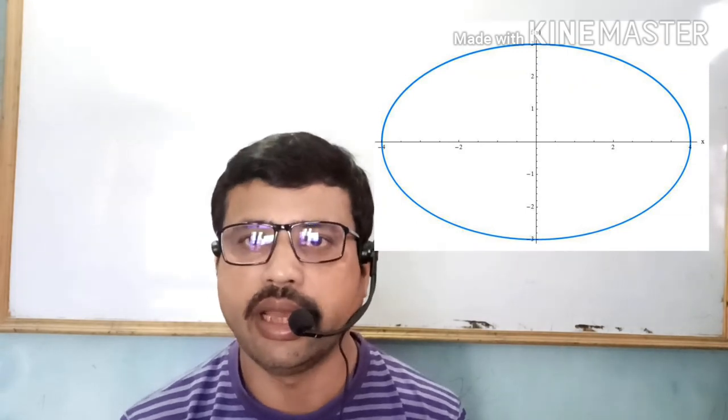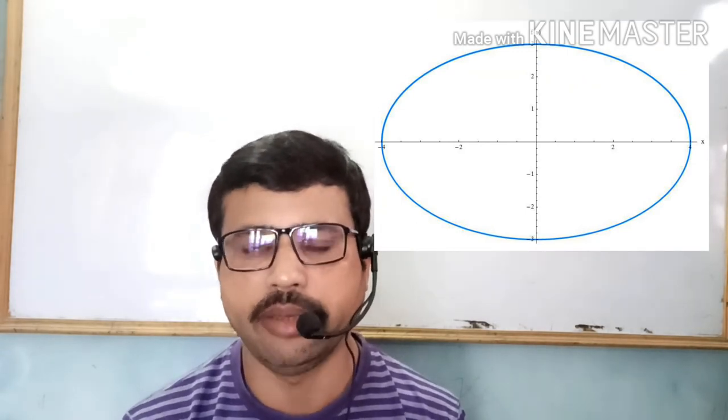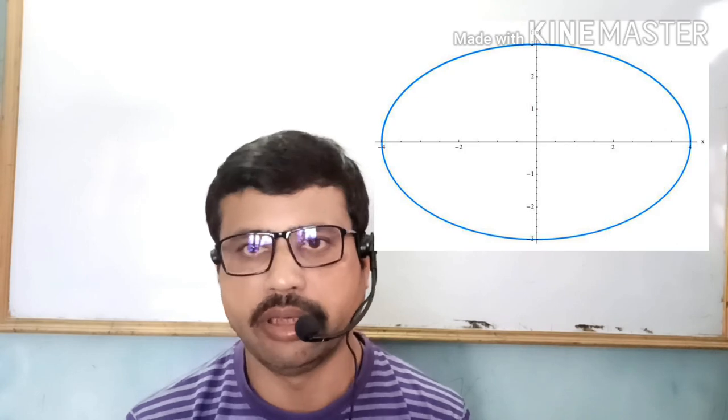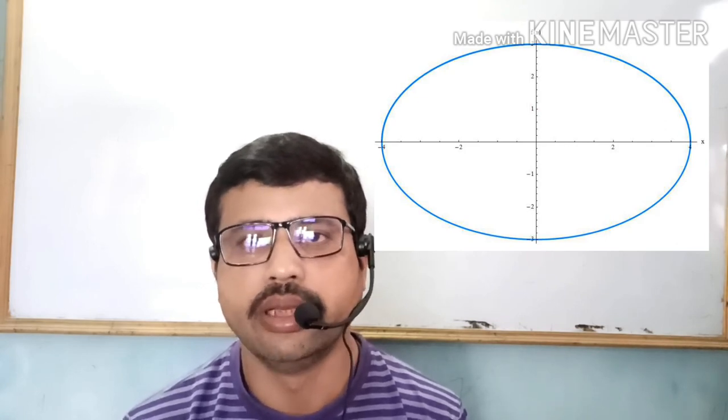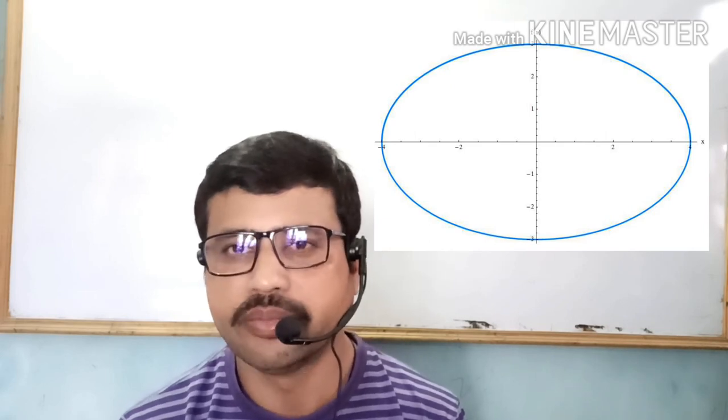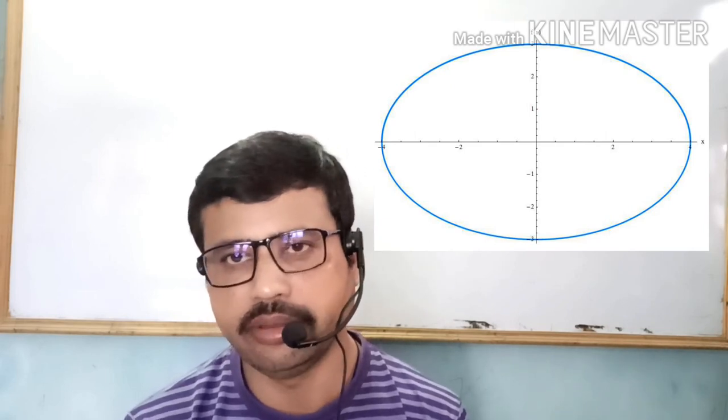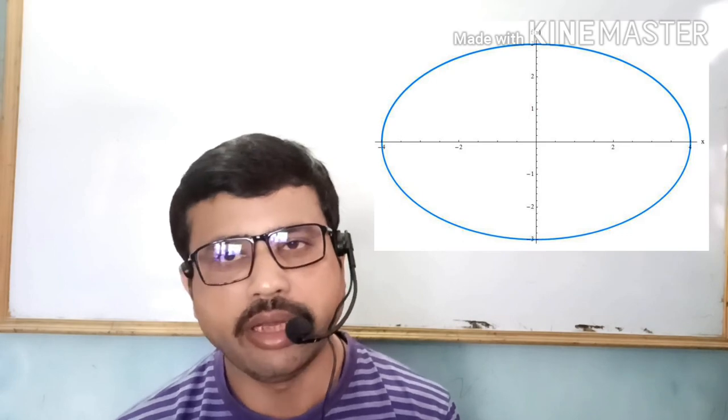This is an ellipse. Now this particular shape has a particular characteristic, because of which the shape becomes oval. So it's wrong to say that it will be an oval shape. That will be an ellipse.